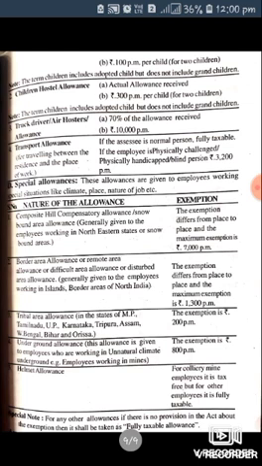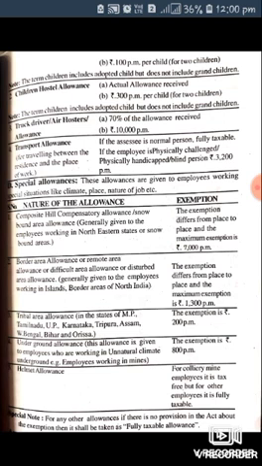So the maximum is exempted. Next, children hostel allowance: actual allowance received or 300 per month per child for 2 children. So this is also the maximum amount, whichever is maximum is exempted. Next, truck driver and air hostess allowances: 70% of allowance received or 10,000 per month. The maximum is given as exemption.